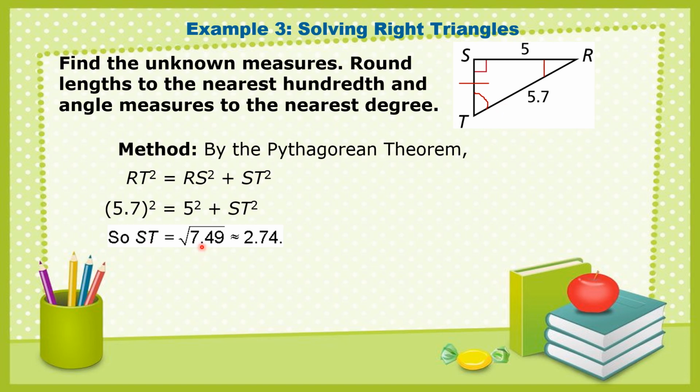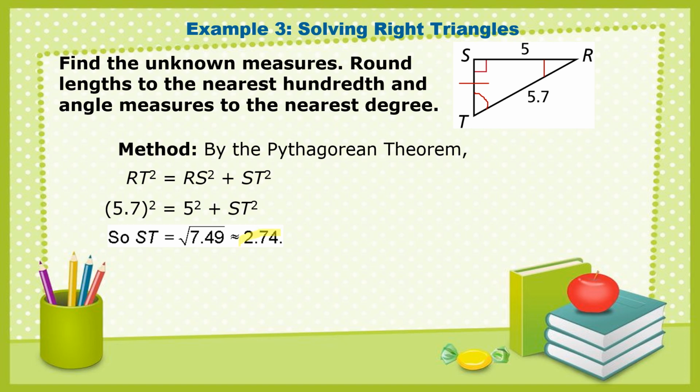So, the square root of 7.49 is equal to 2.74. Therefore, segment ST is equal to 2.74 if segment SR is 5 and segment RT is 5.7.